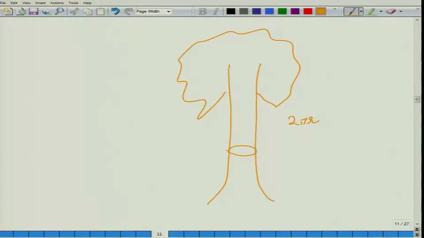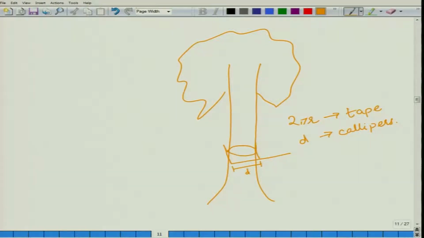Alternatively, you can use calipers. When you use calipers, you can put one end of the caliper at this point and the other end at this point, and you can figure out this length, which will be equal to d. So, either we can find out 2 pi r using a tape, or we can find out d using calipers.